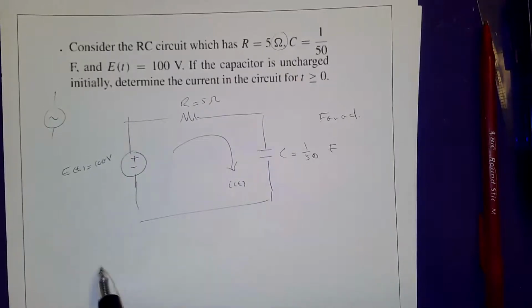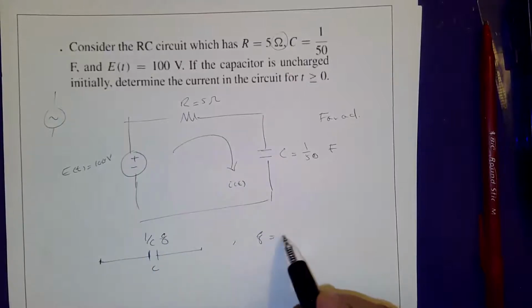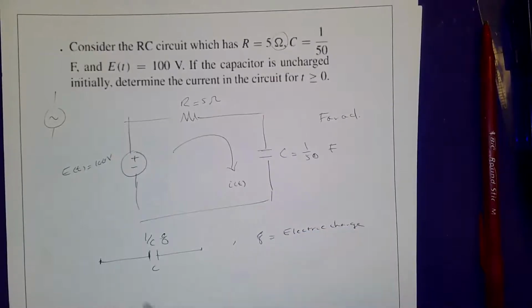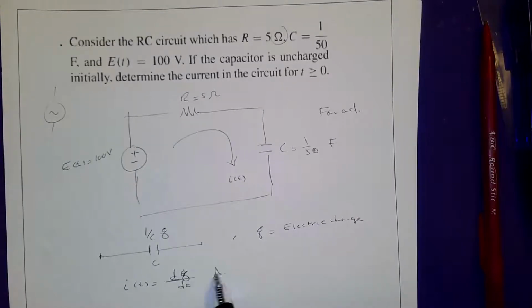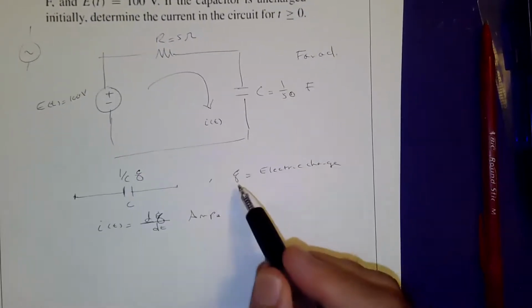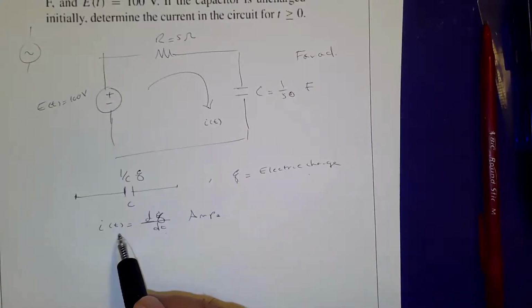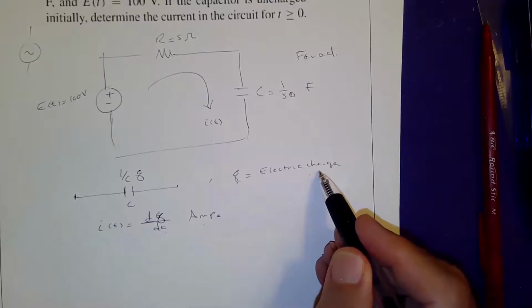If you remember, the voltage across a capacitor is 1 over C times Q. Q is the electric charge, correct? And the way it's related to the current is I is dQ/dt. The unit for I is amperes, amps. In other words, the rate of change of electric charge with respect to time is called current. And the unit for Q is coulombs, right?